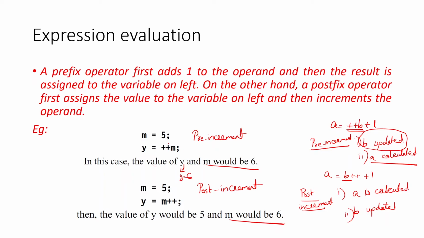Why? Because m is at first calculated to 6 and that 6 is assigned to y. Whereas in post increment, the 5 itself is assigned to y and then only m is incremented. So here y is 5, then only m value is changed. Here first m is changed and that value is assigned to y. So hope this is clear.